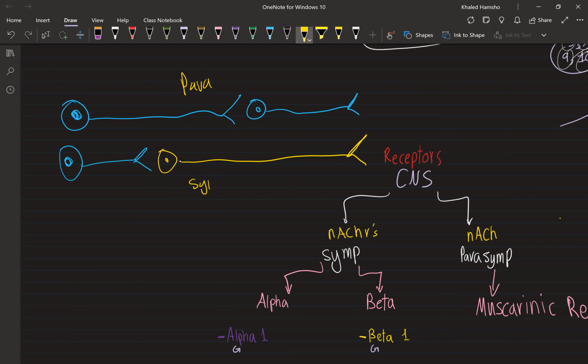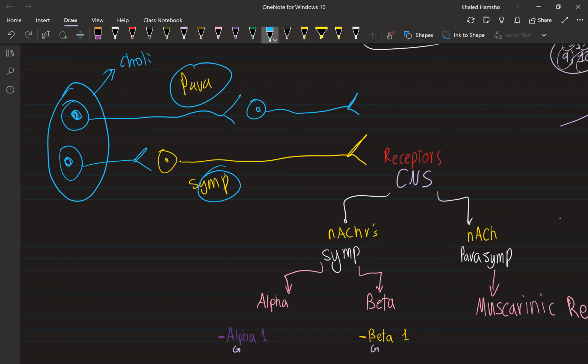Parasympathetic. Okay. So let's talk about the receptors. Now, we said that these two neurons in both pathways, the parasympathetic and sympathetic, are cholinergic, meaning they use acetylcholine.